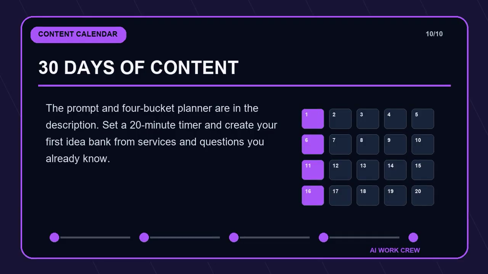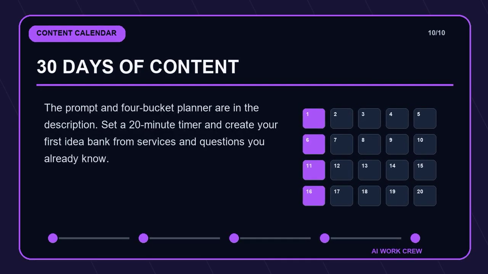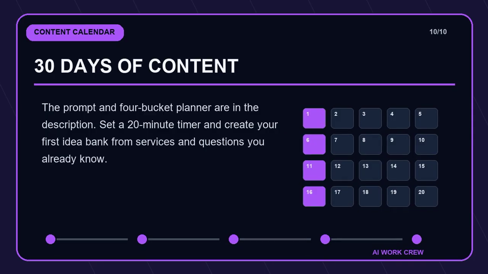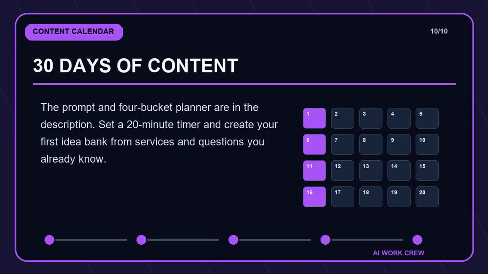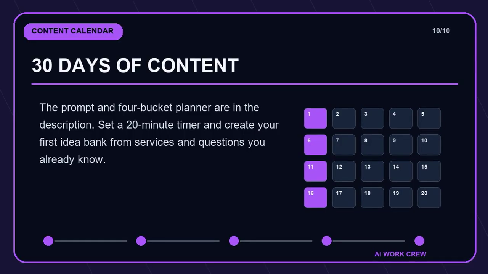The prompt and 4-bucket planner are in the description. Set a 20-minute timer and create your first idea bank from services and questions you already know. You do not need 30 finished posts today. You need a trustworthy plan that tells you what to create next.